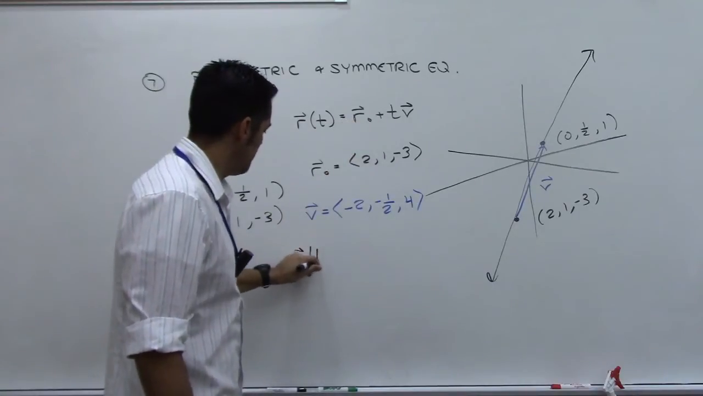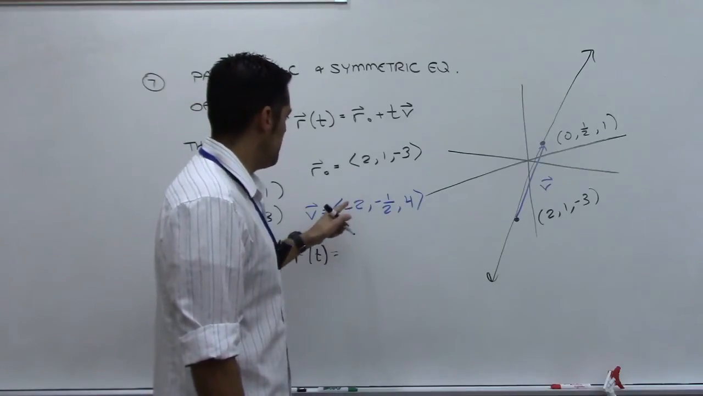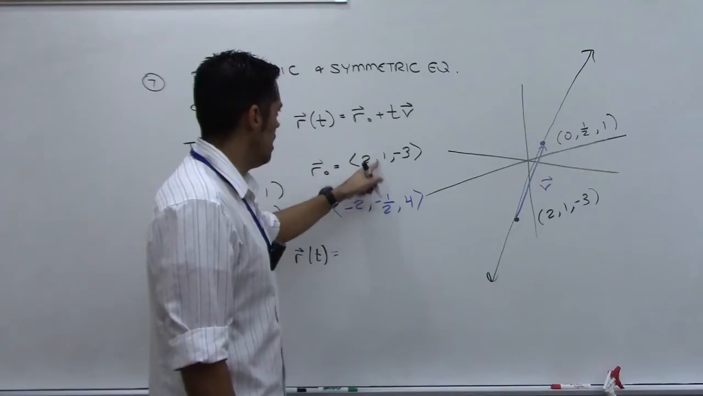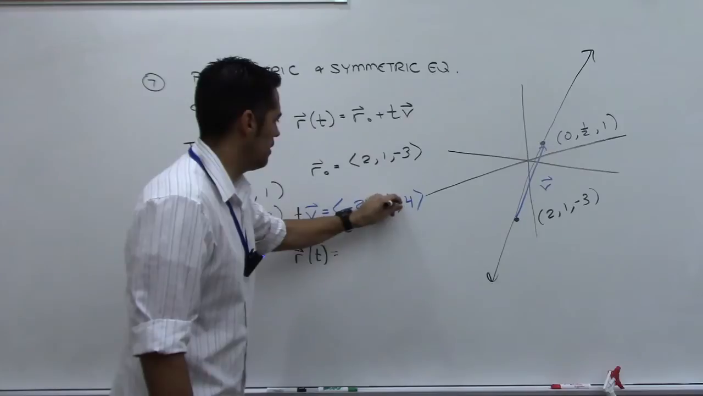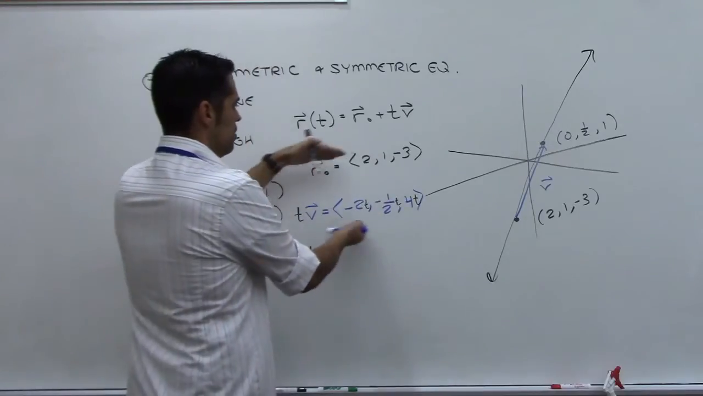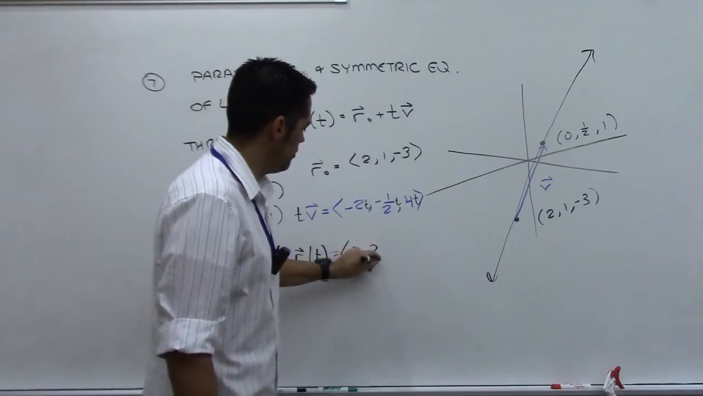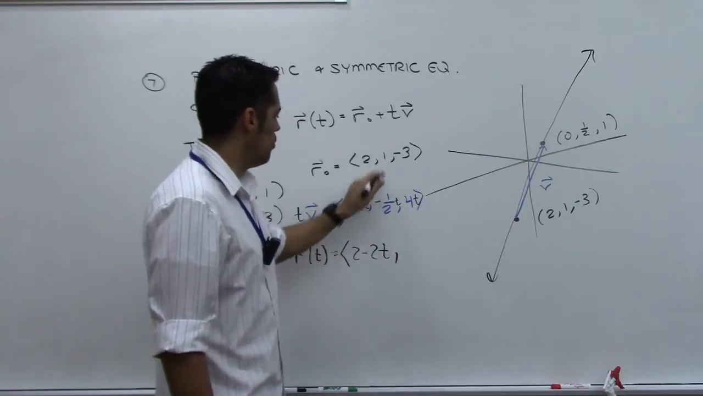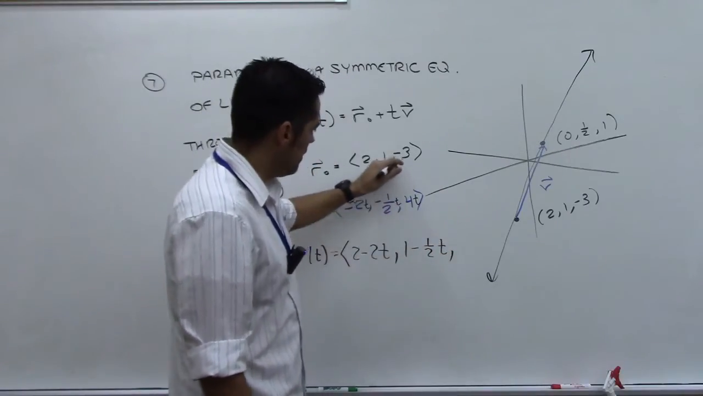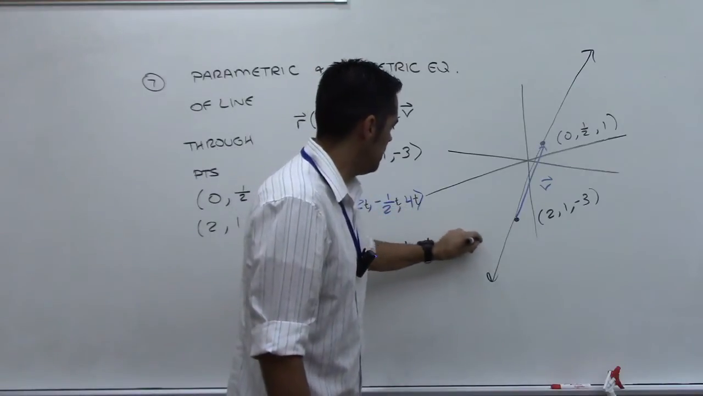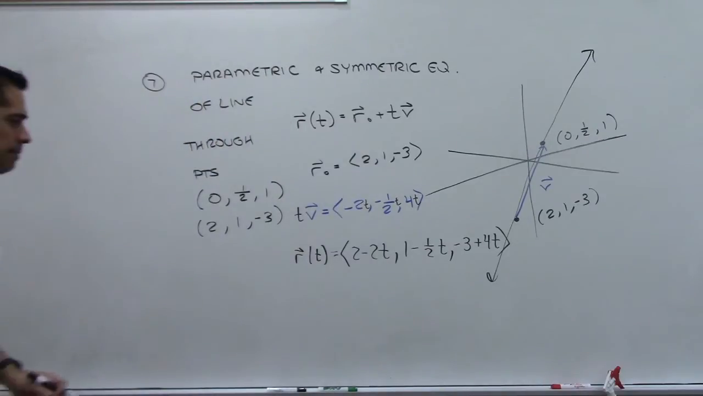So now we can put it together and we can get our vector equation. So r of t is equal to, let's see, I wonder how fast you can do this. Remember, it's going to be r0, which is this, plus t times this. So if we multiply this by t, I'm just going to get little t's in there. And then when we add these two together, we get 2 plus this, so 2 minus 2t. And then we get 1 and then this, so 1 minus 1/2 t. And then negative 3 plus that, so negative 3 plus 4t. So there's the vector equation of the line.